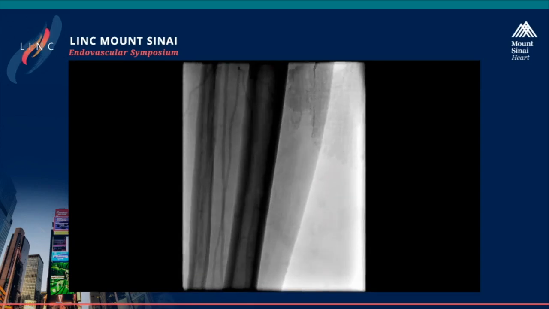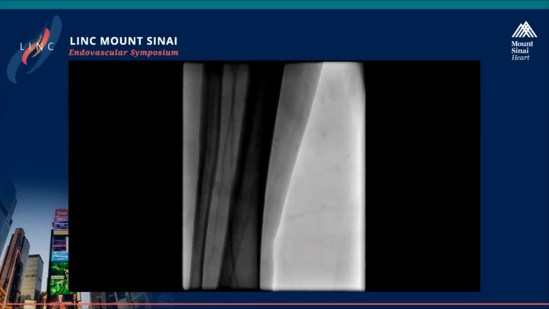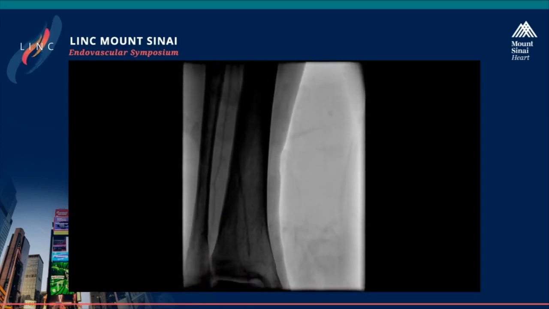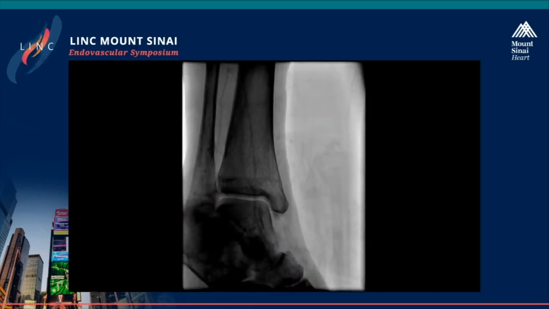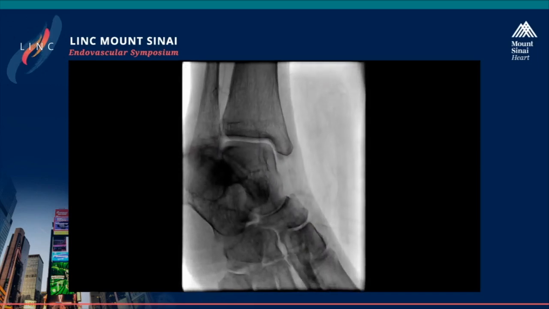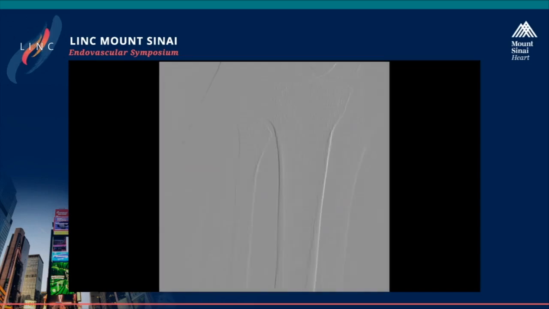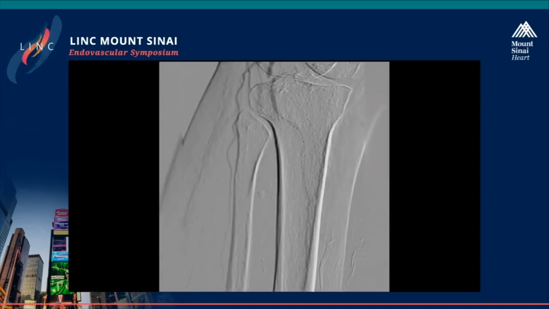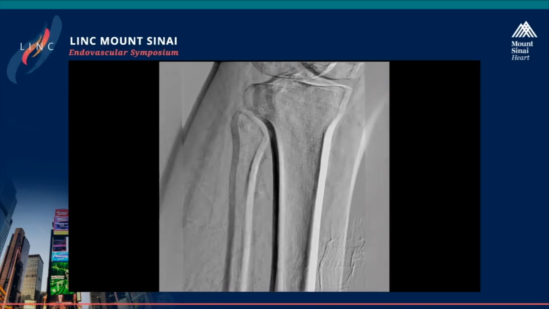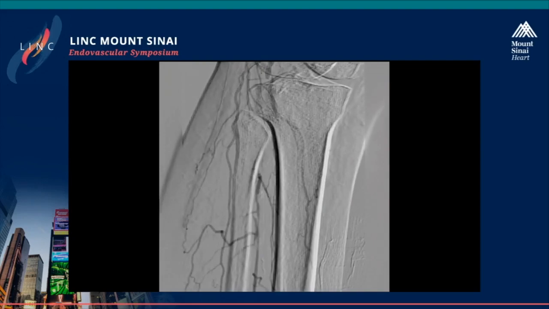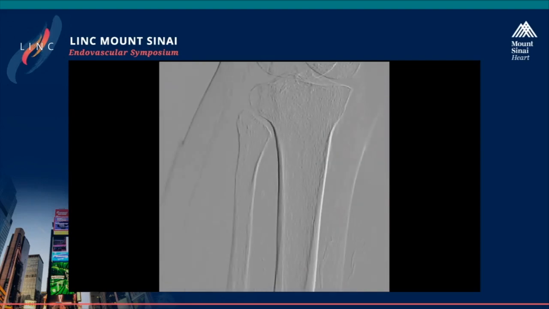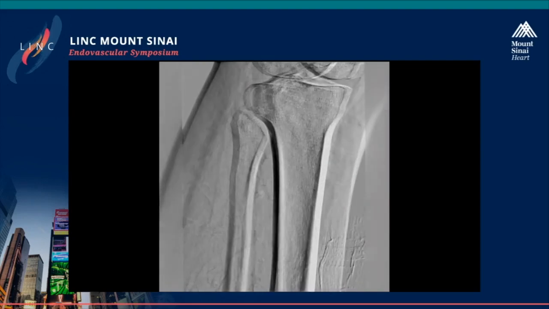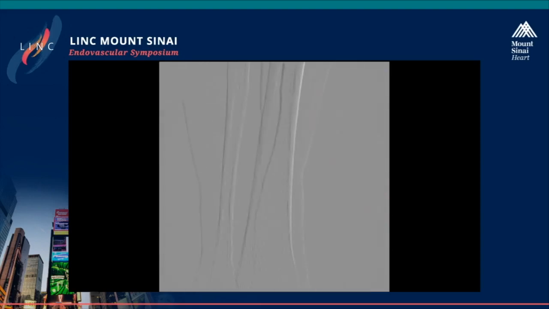I'll show you the distal pictures, but the PT takes off early from the popliteal segment and has good patent flow. The AT and peroneal reconstitute in the proximal segment. Next slide. This is a DSA image. You can see that the P2 segment of the popliteal is occluded. There's reconstitution at the AT and peroneal, and then the PT again has an early takeoff and is patent. Next slide. In the mid segment, you can see all three vessels with good flow and no significant stenosis.